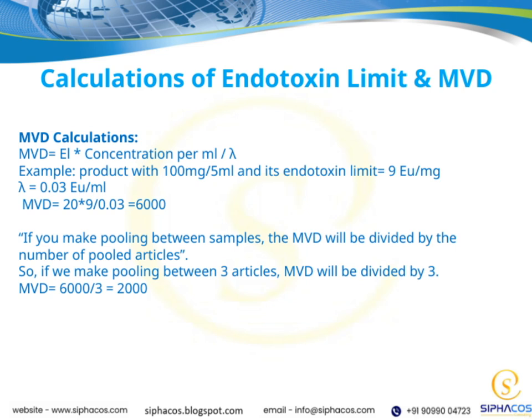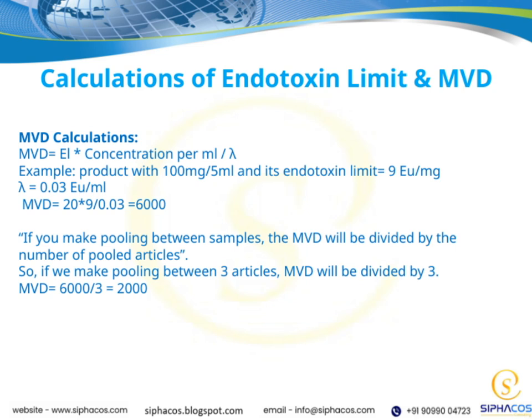First, we determine the concentration, which is 20, because 100 mg divided by 5 ml gives us 20 mg/ml. Then, multiplying that by the endotoxin limit per milligram, 9 EU/mg, we get 20 times 9, which equals 180 EU/ml. Next, we divide by lambda, which is 0.03 EU/ml. So 180 divided by 0.03 gives us an MVD of 6,000.